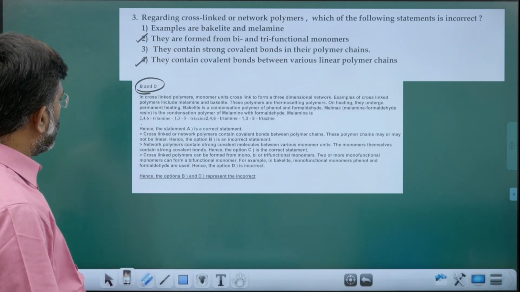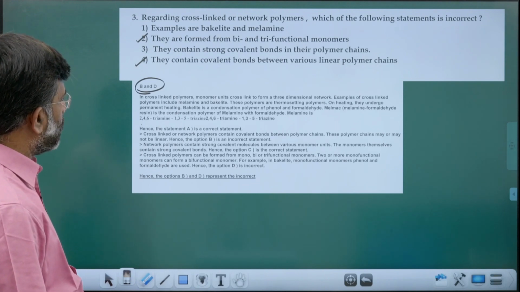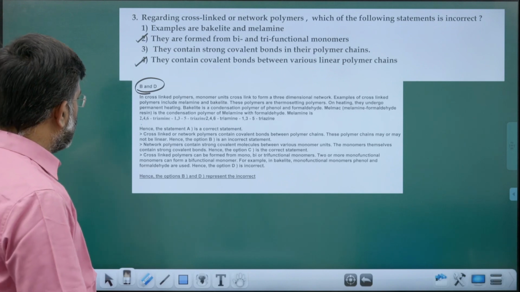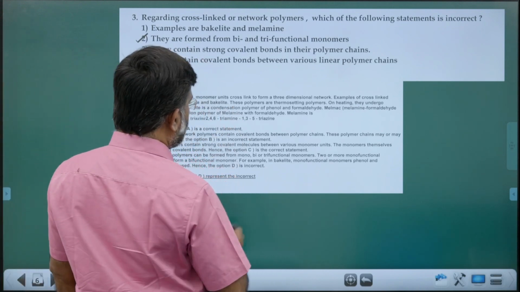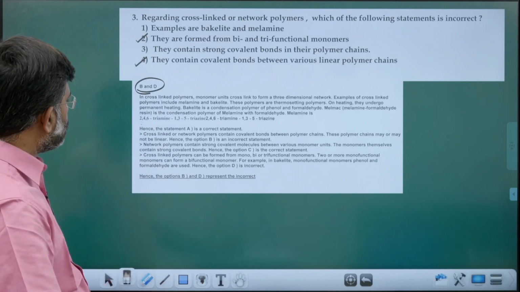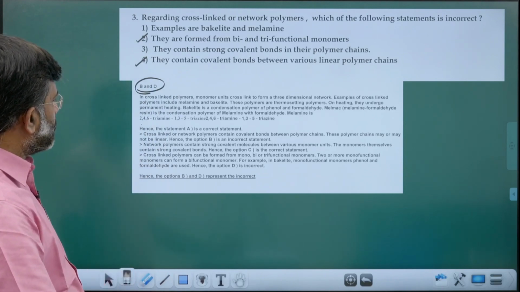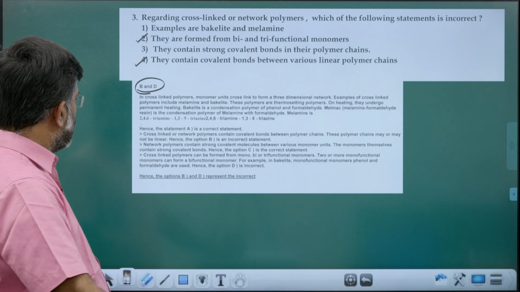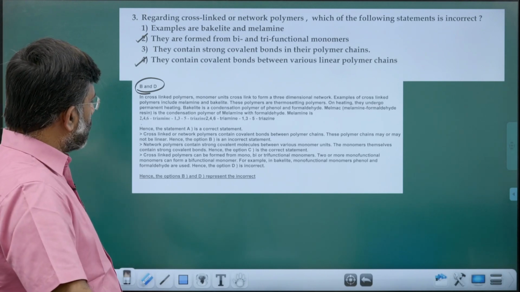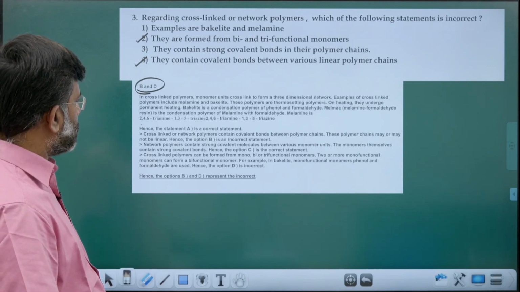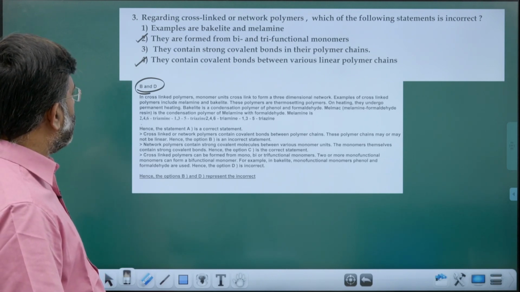In cross-linked polymers, monomer units cross-link to form a 3-dimensional network. Examples are melamine, bakelite, etc. They are thermosetting polymers. On heating, they undergo permanent hardening. Bakelite is a condensation polymer of phenol and formaldehyde. Melamine too; all these are there in the NCERT. Cross-linked or network polymers contain covalent bonds between polymer chains. These polymer chains may or may not be linear.